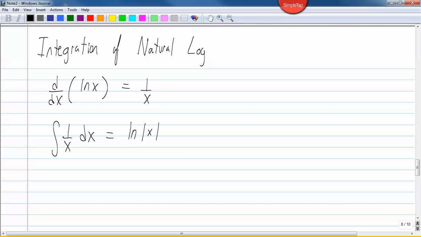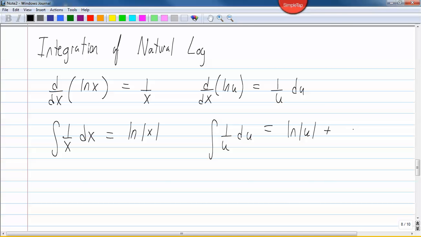If you think about the derivative of the natural log of u, remember that was 1 over u du. So that leads you to suspect that the integral of 1 over u du is the natural log of u. It's the natural log of absolute value of u plus c. So remember, the du has to be present in order to integrate. The du has to be present in order to integrate.